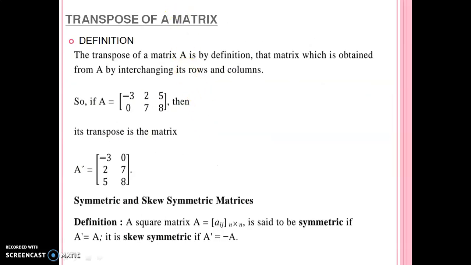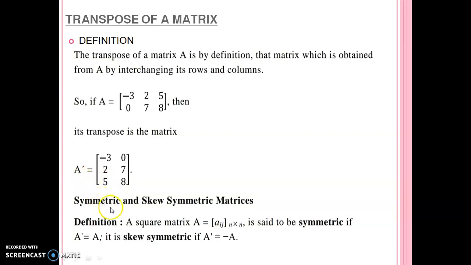Next is the transpose of a matrix. The transpose of a matrix is obtained by interchanging its rows and columns. So we are given a matrix A. If I change its first row to first column and its second row to second column, we'll get the transpose of the matrix A, and it is denoted by A dash.